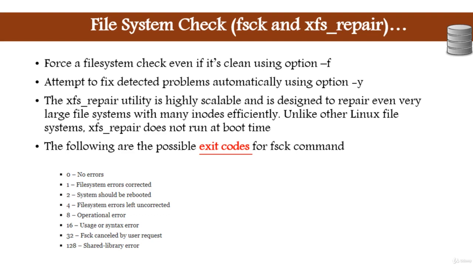Number 2, the system should be rebooted. 4, file system errors left uncorrected. 8, 16, 32, and so on. You could look up more error codes online if you'd like more detail on what each code means. I'm sure you don't want to get into too much detail, because not all the time will you get error codes. So let's get into our Linux machine and see if we could run fsck on a few of the file systems.